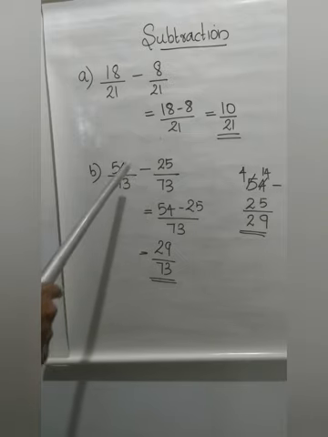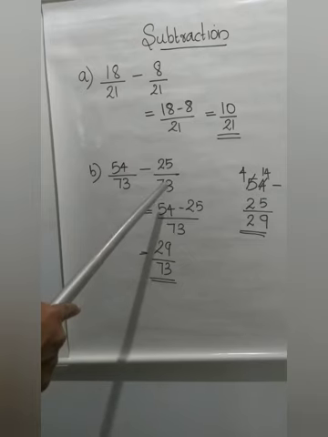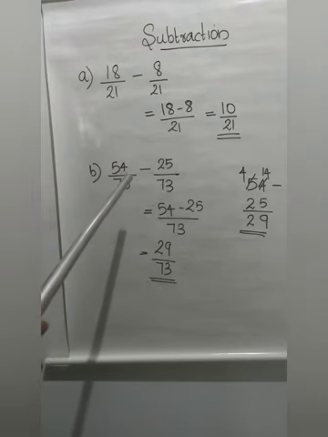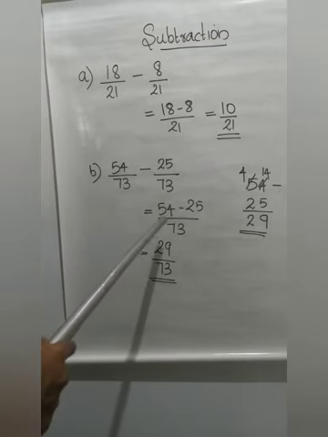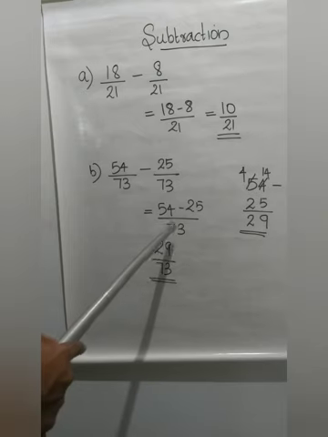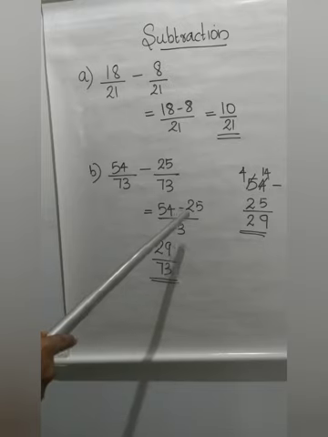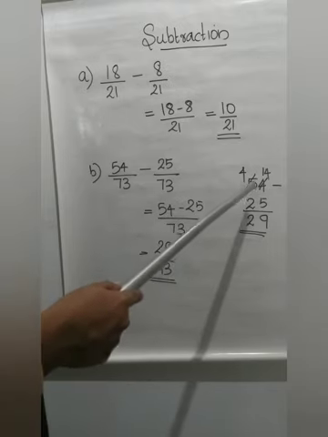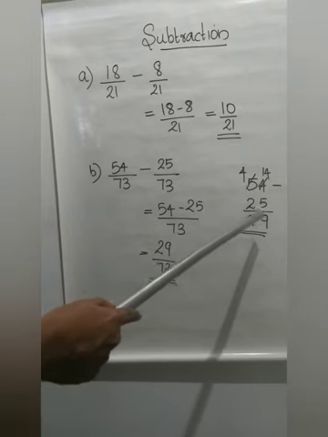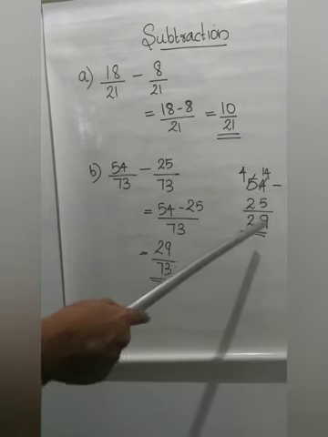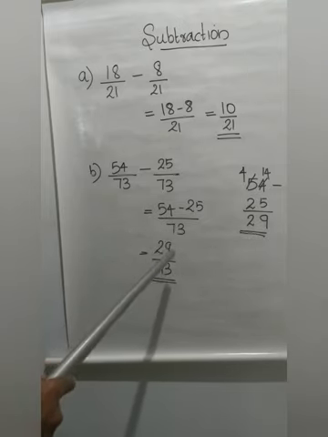One more example. 54 by 73 minus 25 by 73. Here also the given fraction is a like fraction. So, we can subtract directly. Write the common denominator as it is, 73 itself. Now, write the numerator 54 minus 25. You know the subtraction. How will we subtract? Here we have to borrow. So, subtracting 25 from 54, you get 29. So, the subtracted answer is 29 by 73.